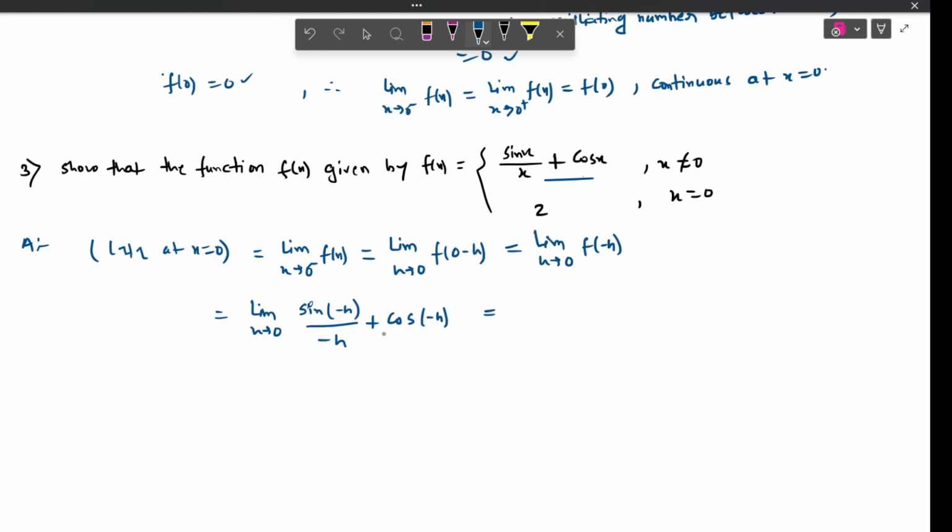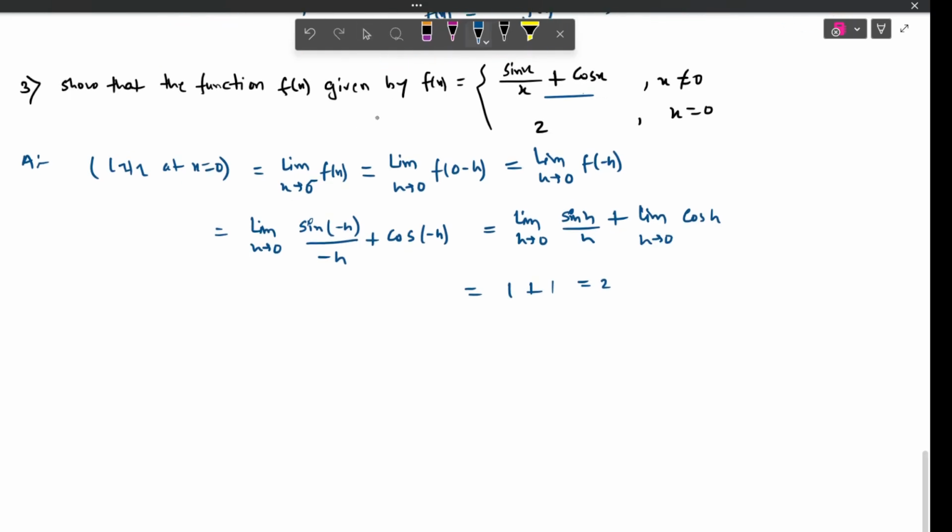So this is an algebraic function of limit. So you can say limit h tends to 0, sin of minus h is minus sin h, minus minus plus. So it would be sin of h by h plus limit h tends to 0, cos of minus h is cos h. We know from the limit chapter, limit x tends to 0, sin x by x is 1. So it is 1. And if you put h tends to 0, cos of 0 is 1. So the value is 2.